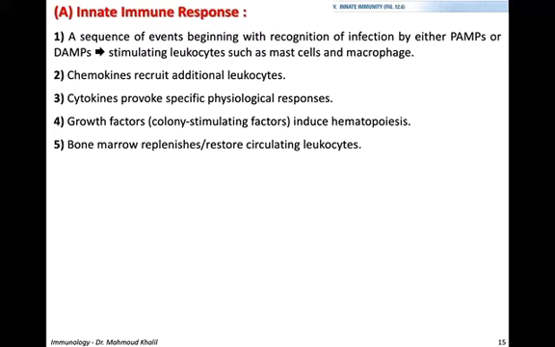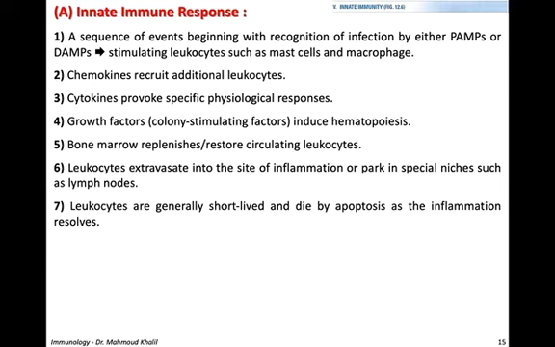Bone marrow as well restores the circulating leukocytes. Of course, you know that leukocytes will extravasate into the site of inflammation and as well can park in special niches such as the lymph node. And of course, the main function of the lymph node is a kind of filtration of the blood of any antigen borne in the blood. Leukocytes are generally short-lived and die by apoptosis as the inflammation resolves.